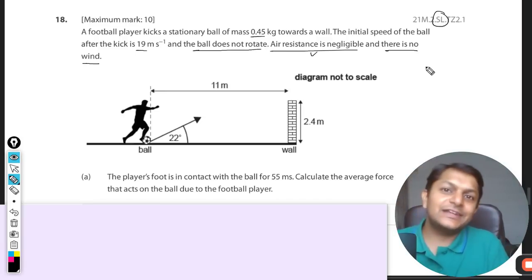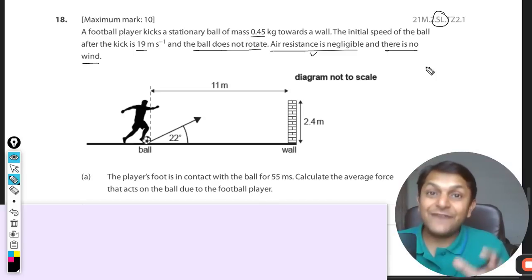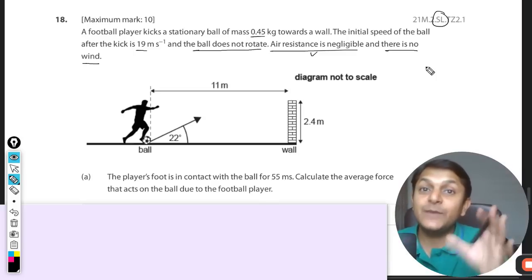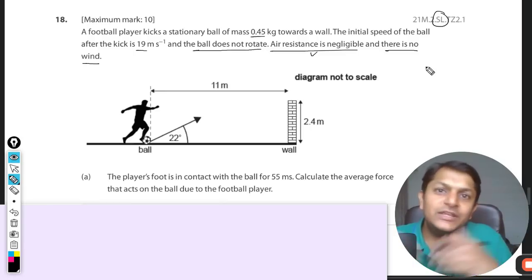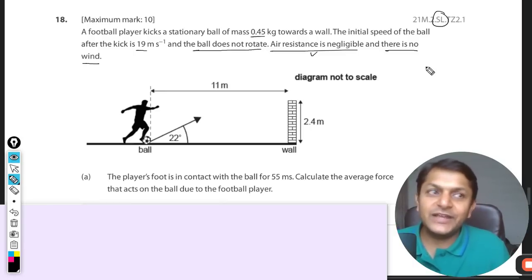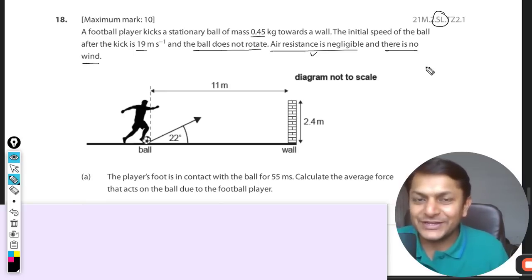Do you see that? There are people who do the IAs, some kind of experiment, but they do not fulfill these many conditions while doing the experiment, and they only apply the SUVAT equations. Then they feel, why is my answer not coming correctly? Because there are so many energy losses and we have not incorporated them. Okay, let's go for the question now.